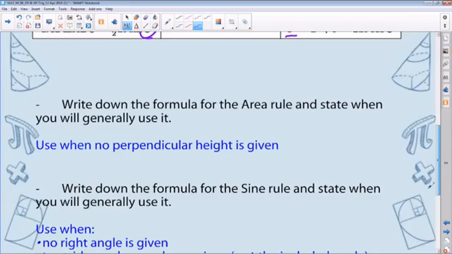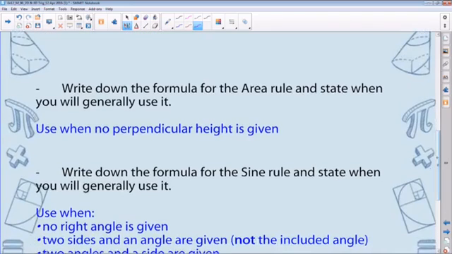So we have the formula already. We've seen what it is. You will generally use the area rule to find the area when there's no perpendicular height given. So if you're looking for the area and you've got no perpendicular height, you will use the area rule. It can also be used in other circumstances, but in general, that's when you will use it to find the area.